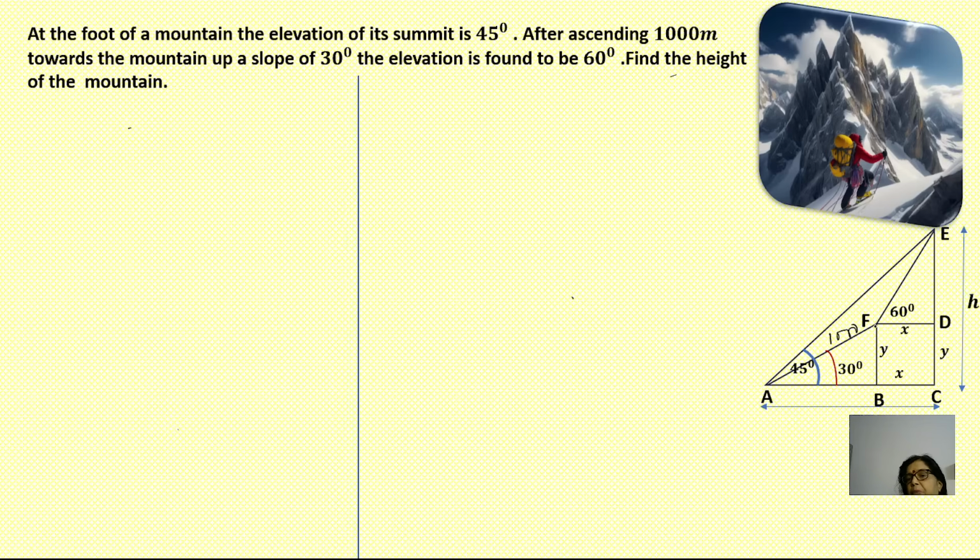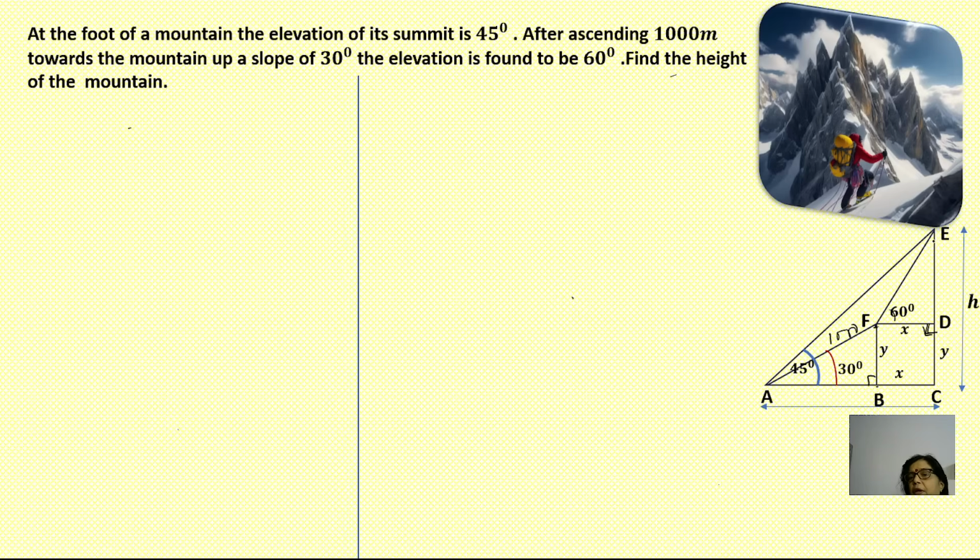Now from this point F, when he looks at the top of the mountain, the angle of elevation is 60 degrees. I have assumed we have completed the figure this way. You draw the perpendicular from the point where he stops to the base. So this is FB, and from the point F again a perpendicular is drawn to this line, which is representing the vertical mountain, and this is 90 degrees. So now you see the figure has two right angle triangles and one rectangle.